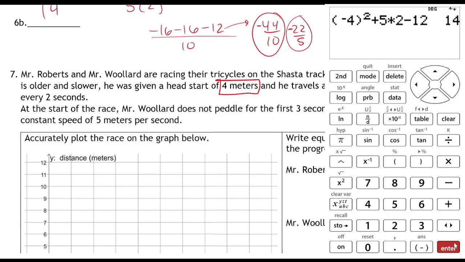Okay. That's everything, right? So a head start, that's my y-intercept. Y-intercept is 4. And you can see my speed is 3 meters every 2 seconds. So my equation is y equals 3 over 2 times x plus a head start of 4.